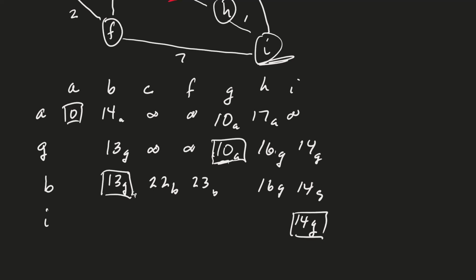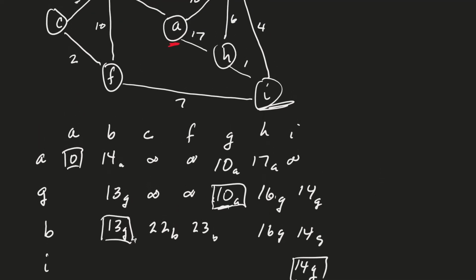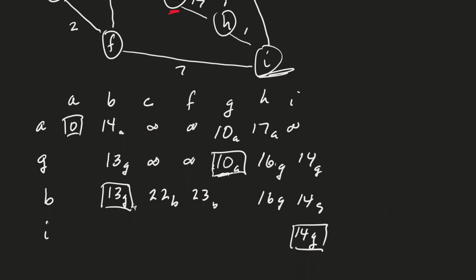Box that up. So there's not too many nodes left here. Let's see. I is connected to H with a value of 1. 1 plus 14 is 15, which is less than 16, so we'll go ahead and put our 15 there, and that's coming from I.